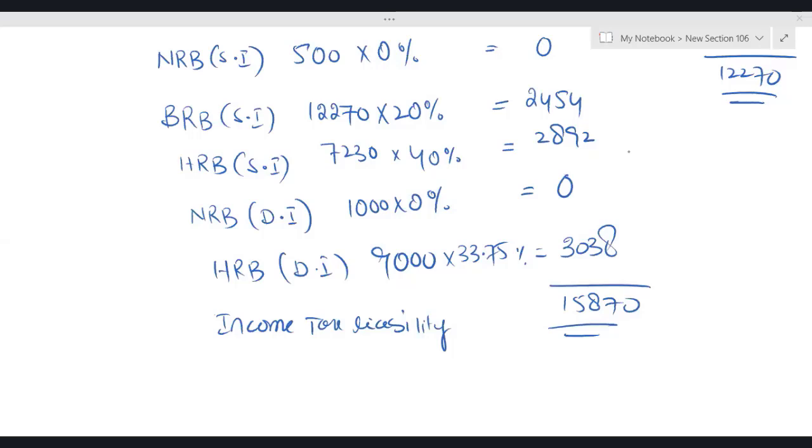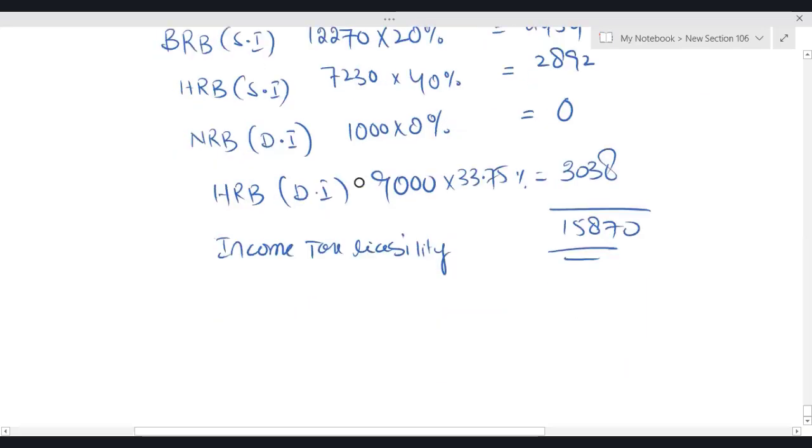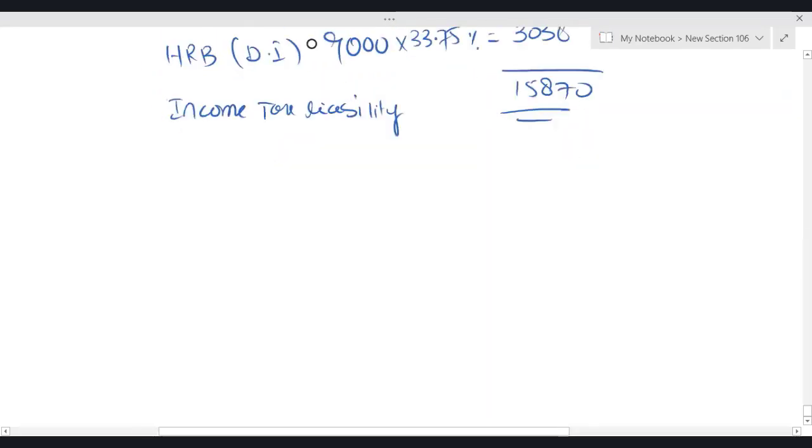Okay, students, let's start. You should know the list of exempt income because that can be asked in a multiple choice question. So obviously, you need to cover each and everything. Let me quickly write the list of exempt income. Exempt income is income on which there will be no tax.